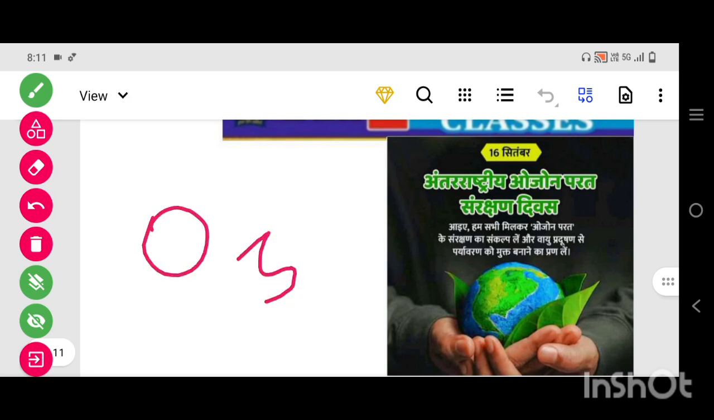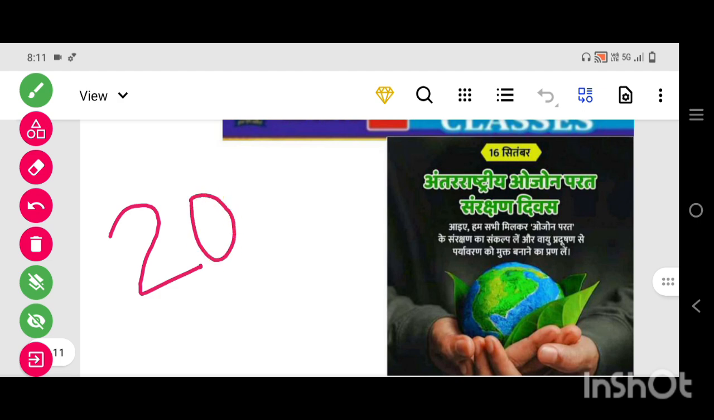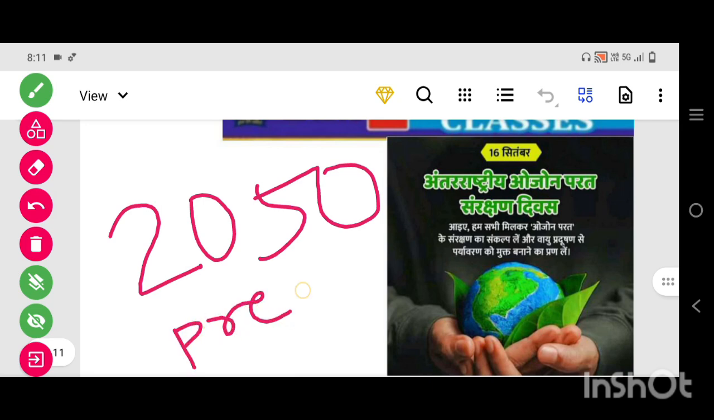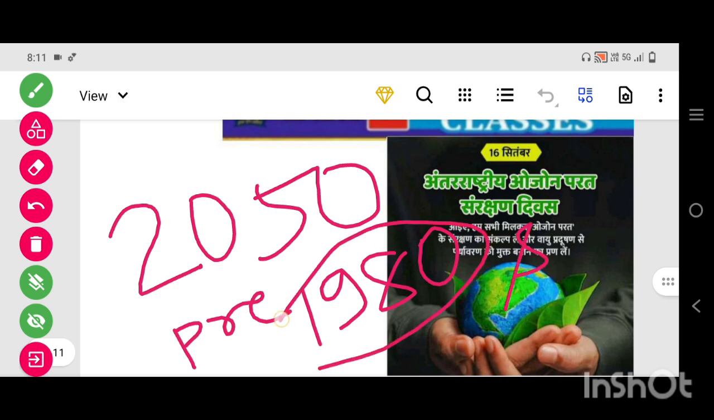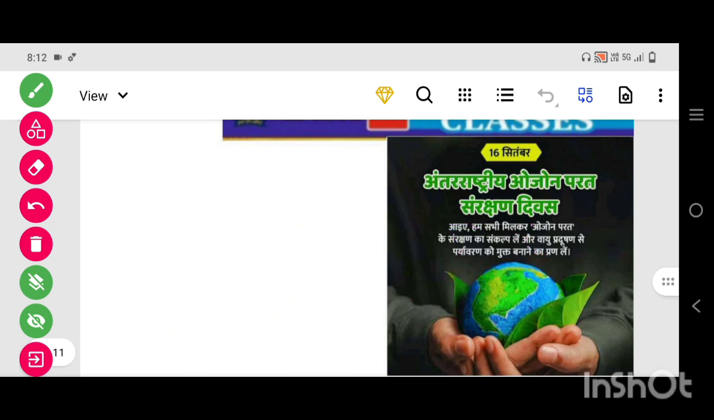Ozone is naturally found above the atmosphere. An estimation is that in 2050, if corrective measures are taken, then the ozone layer will achieve its thickness of the pre-1980s level, and this is our goal. We have to achieve what the thickness of ozone was in the 1980s, and if we achieve this, then harmful UV radiation can be blocked, causing minimal damage to the earth.